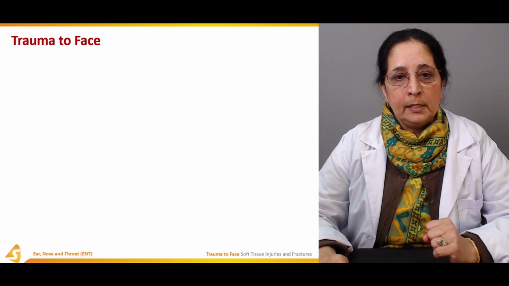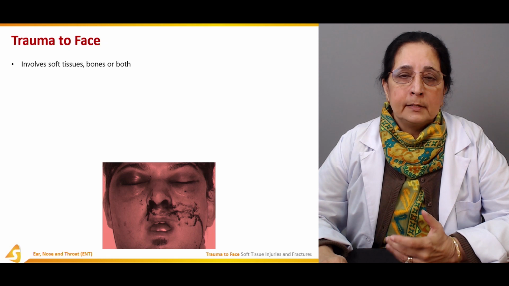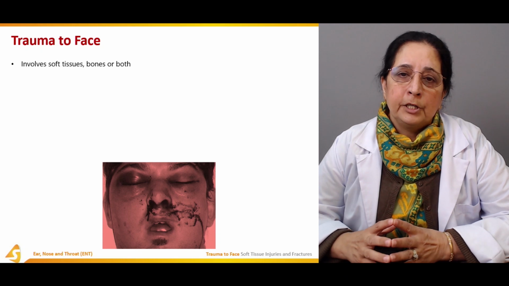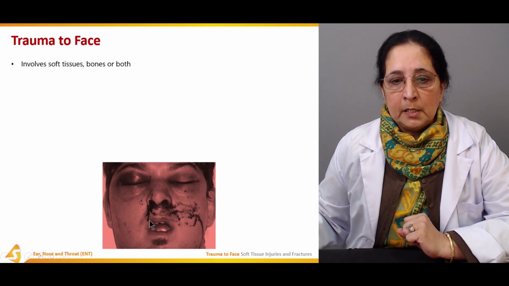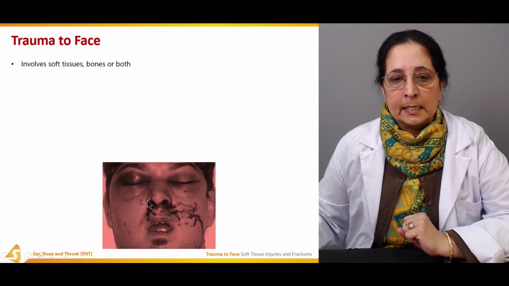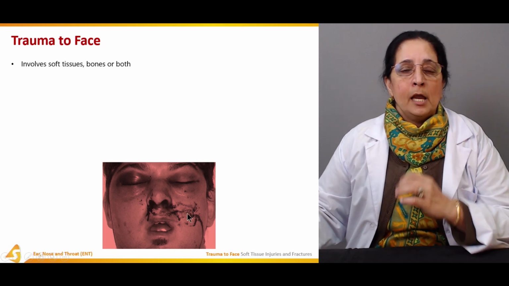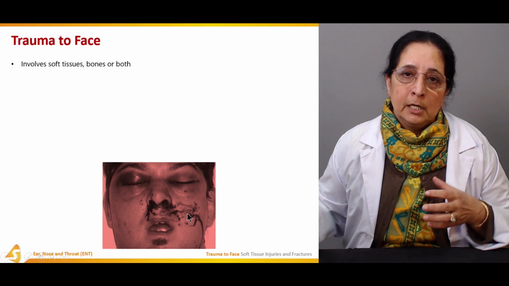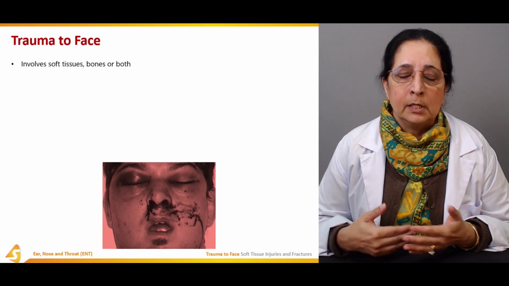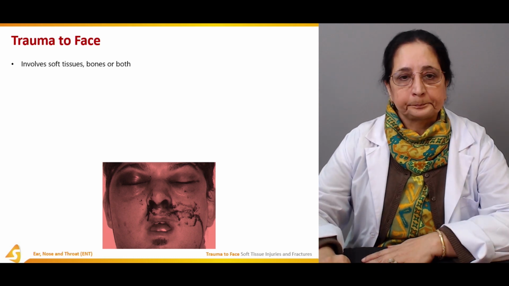So let's begin with section 1. Trauma to face usually involves the soft tissues or the bones, or both. Here, if you see, this is the involvement of the soft tissues of the face. There is swelling and bleeding, and all this is due to the involvement of the soft tissues. So it can involve the soft tissues or the bones, or in some cases both soft tissues and bones can be involved.